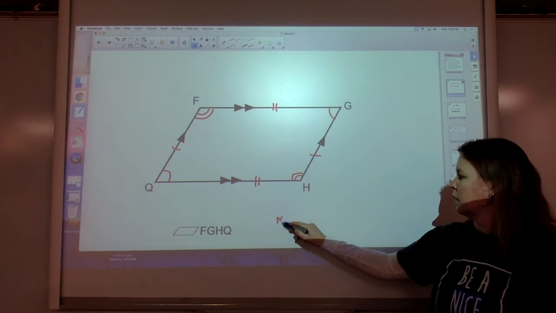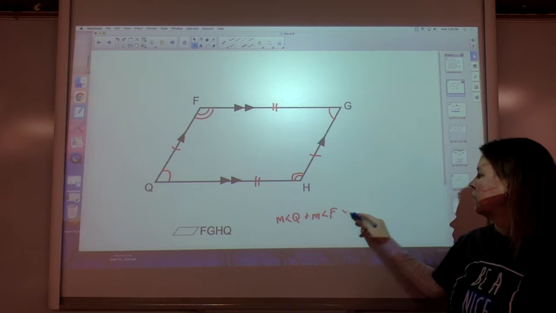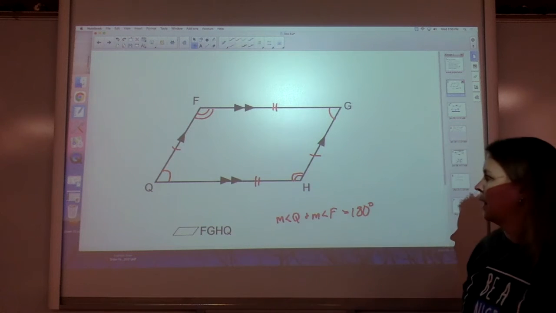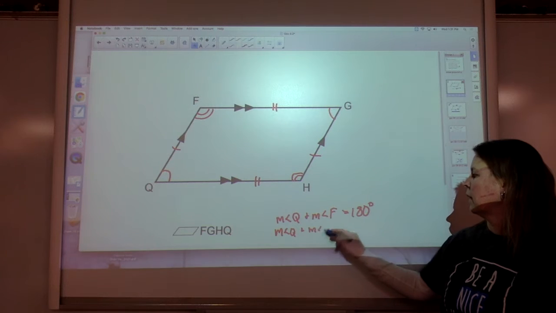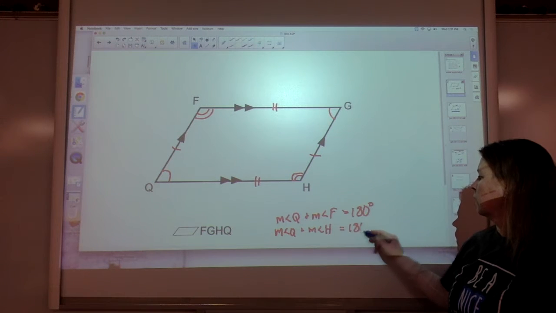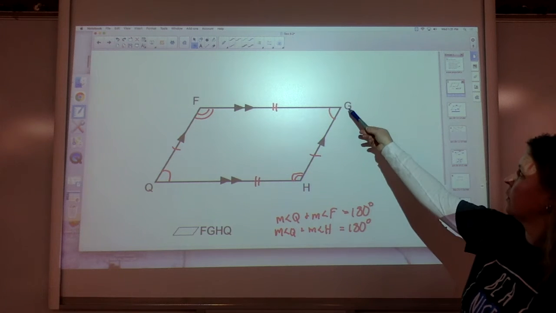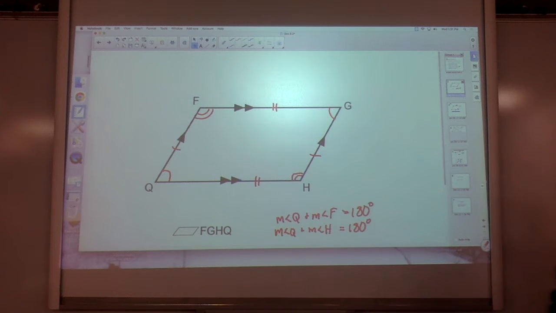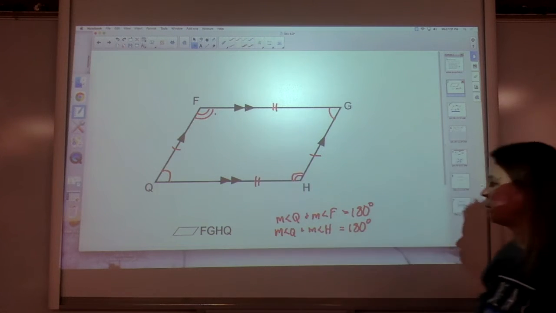Fourth one. Consecutive angles are supplementary. So the measure of angle Q plus the measure of angle F is 180 degrees. They are supplementary. The measure of angle Q and the measure of angle H is 180 degrees. And we could list all of them. The measure of angle H and the measure of angle G are 180 degrees. The measure of angle G and the measure of angle F are 180 degrees. The only ones that aren't 180 degrees are the ones that are opposite of each other.